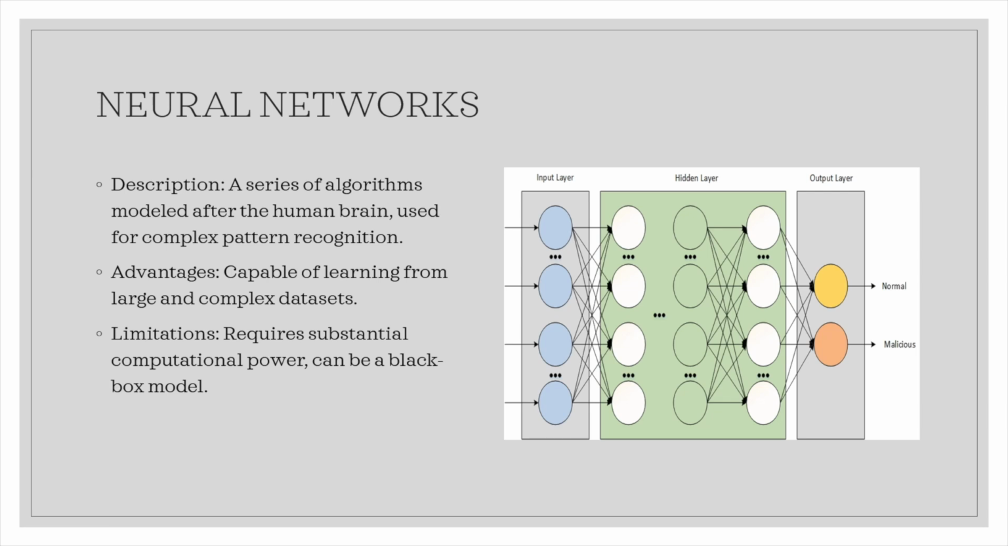These are widely used in various fields such as image and speech processing, machine translation, pattern recognition, big data analysis, and many artificial intelligence applications as well. The various types of neural networks have their own structure and characteristics. Coming to the advantages of neural networks, they are capable of learning from large and complex datasets. The limitations of neural networks are that they require substantial computational power, and they can be a black box model.